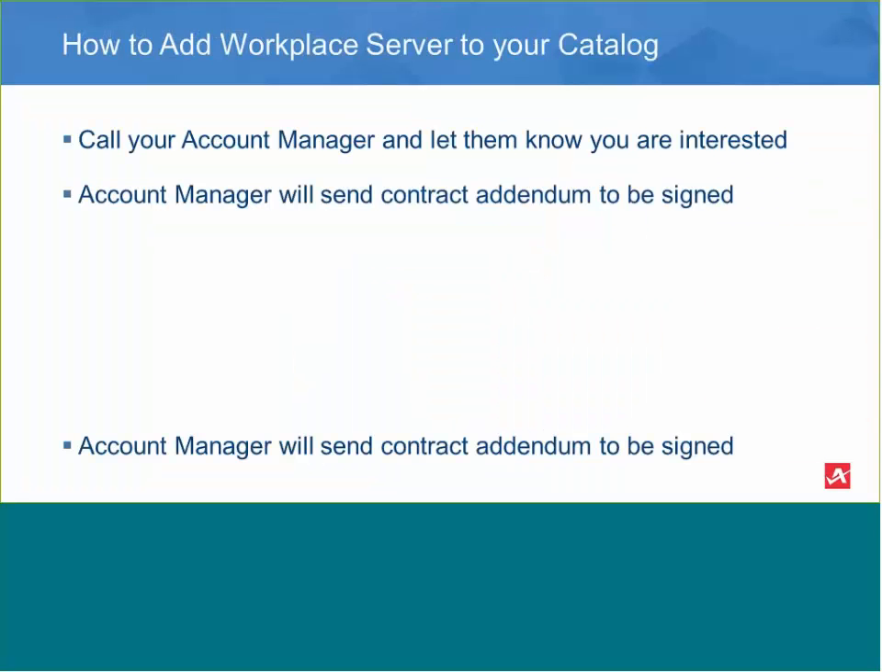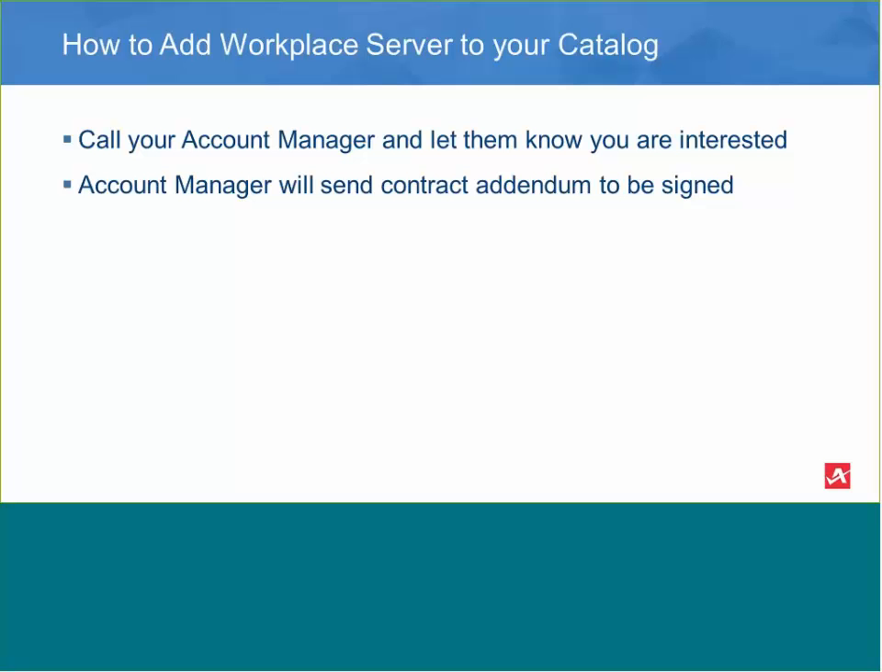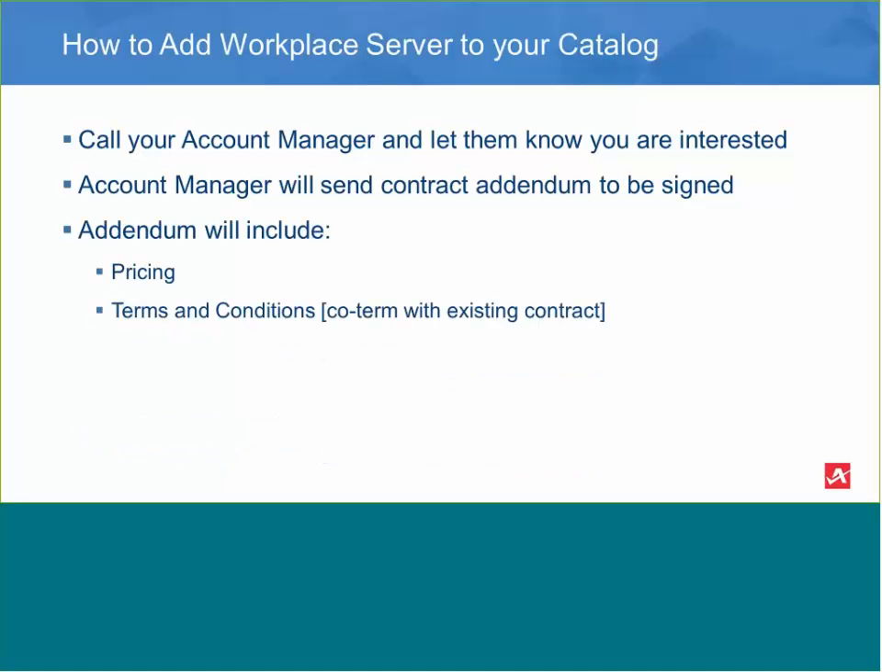So if you're an existing Autotask Workplace partner and you want to add Workplace Server to your catalog, contact your account manager and you can get an addendum signed that'll include pricing terms and conditions. And if you're a new partner, then you'll just sign our new partner agreement in totality as opposed to just an addendum. But we just wanted to let you know it's a real simple process to add Workplace Server into your service catalog.